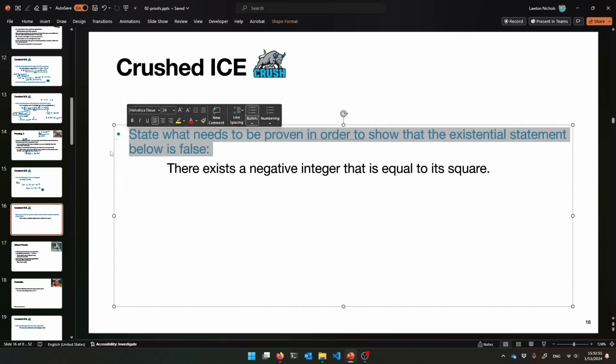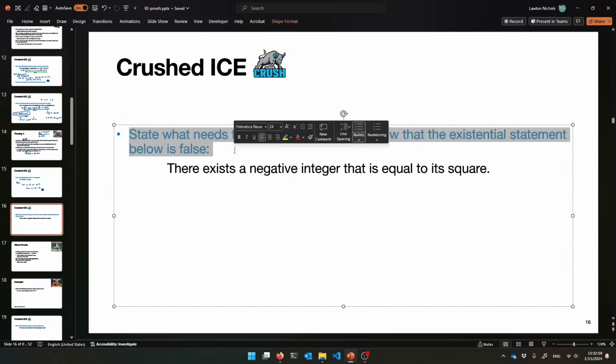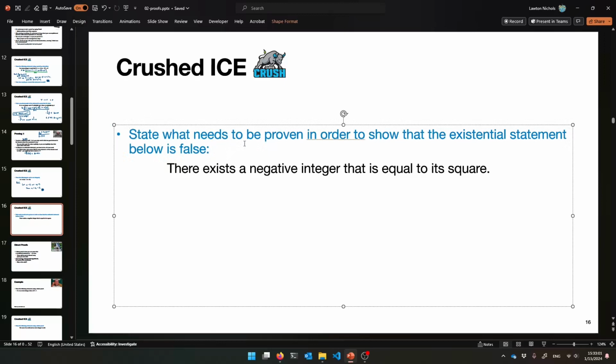All right, here's another one. This is like a counterexample, or the opposite of a there exists. So just tell me, maybe in English or in writing, what needs to be proven. State what needs to be proven in order to show that the existential statement below is false. So maybe translate it to math first. There exists a negative integer that is equal to its square.